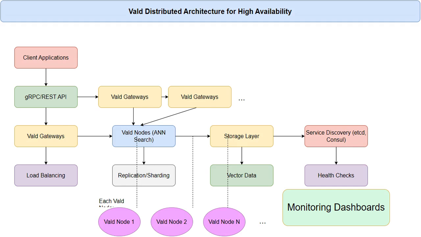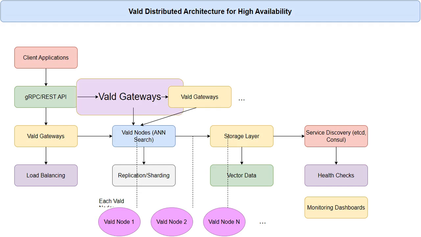Monitoring dashboards are super important for observing the system. These dashboards provide real-time insights into the performance and health of the Vald cluster. They display metrics such as query latency, throughput, resource utilization, and error rates, enabling administrators to identify and address potential issues proactively. This indicates another individual server within the Vald network, emphasizing the scalability of the system.